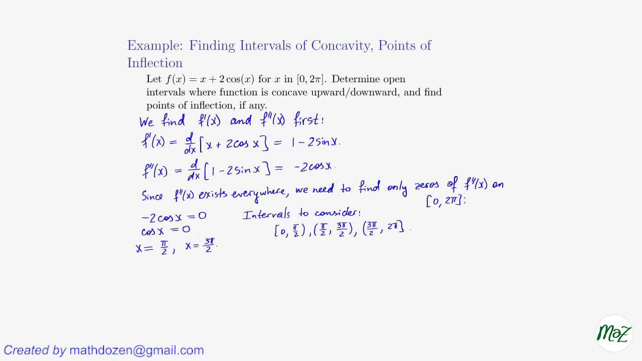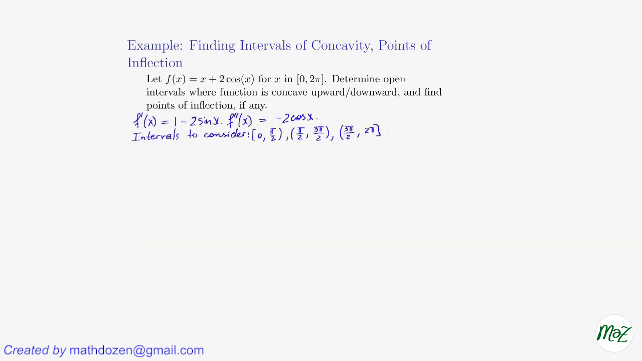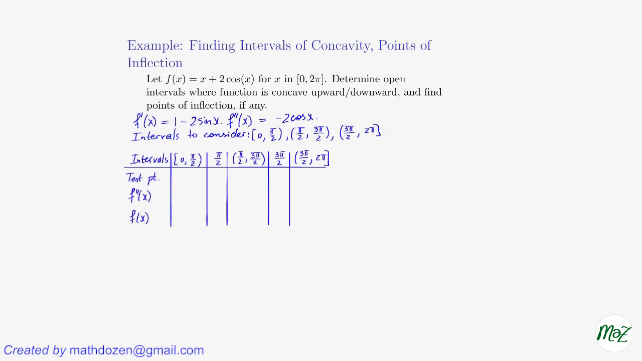So let me get this out of the way. So we consider the intervals from 0 to pi over 2, pi over 2 to 3 pi over 2, and 3 pi over 2 to 2 pi. Okay, so let me remove everything that is not needed and put the information that we need back. So we're going to come up with a table. We have those three intervals and the points of interest, pi over 2 and 3 pi over 2.